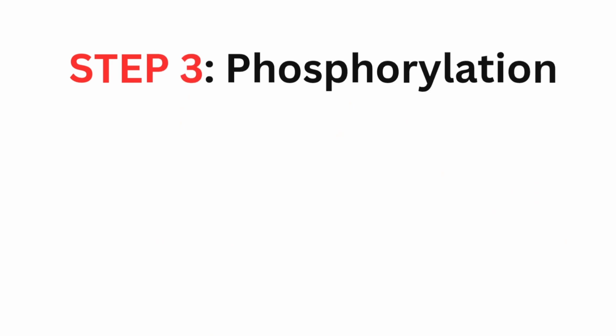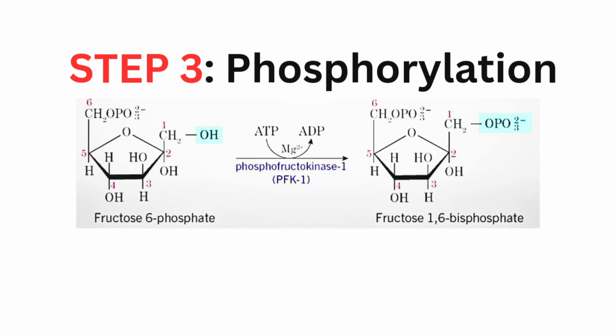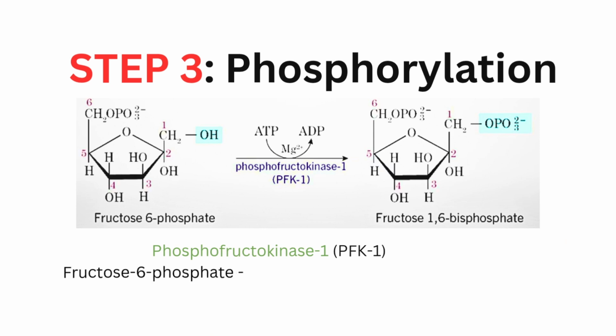Now we come to the third step of glycolysis, which is a phosphorylation reaction, and this is the most important regulatory step of this pathway. In this step, fructose 6-phosphate is phosphorylated to form fructose 1,6-bisphosphate. This reaction is catalyzed by the enzyme phosphofructokinase 1, which is also known as PFK1. Here, a phosphate group from ATP is added to the first carbon of fructose 6-phosphate. As ATP donates the phosphate group, it gets converted into ADP.